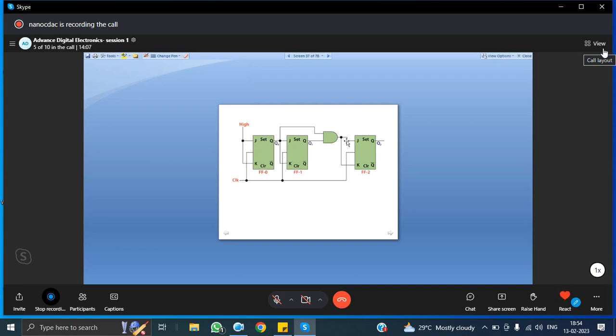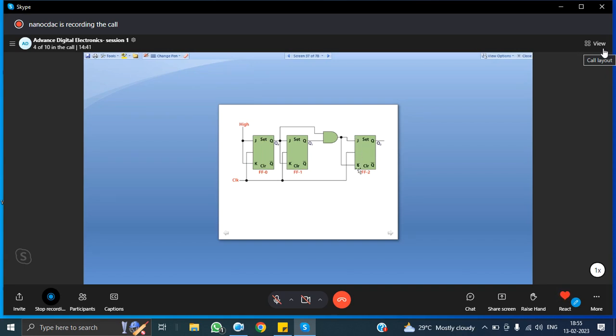J and K are set to high. Okay, initially J and K are set to high. Similarly, we have Q0, Q1 and here we have Q2. Q0 and Q1 are given to an AND gate. If any bit on Q0 and Q1 is equal to 0, obviously the third input, where J and K are both shorted, will be equal to 0.